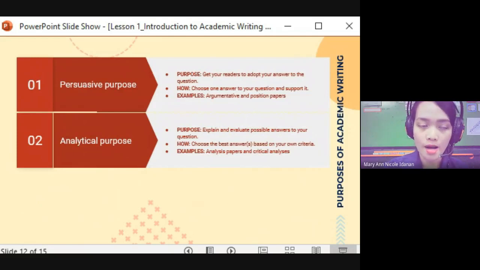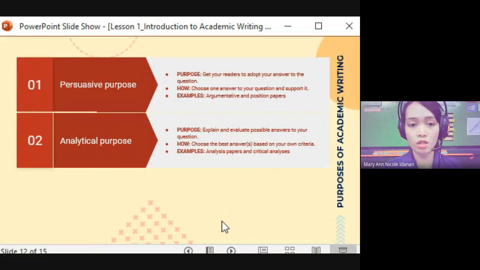My topic on my research, it was my individual research, is about the factors affecting teenage pregnancy. Again, factors affecting teenage pregnancy. So it was the title of my research, and it was an analytical purpose. Why? Because if you are going to read this, you will explain and evaluate possible answers to your question. The question there is, what are the factors affecting teenage pregnancies? So definitely the question I am referring to here when I wrote this question is the problem, or the issue. So the issue there is teenage pregnancy.